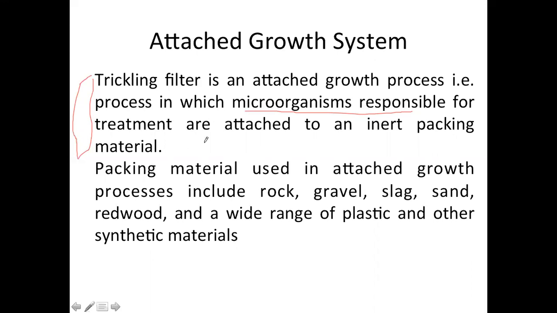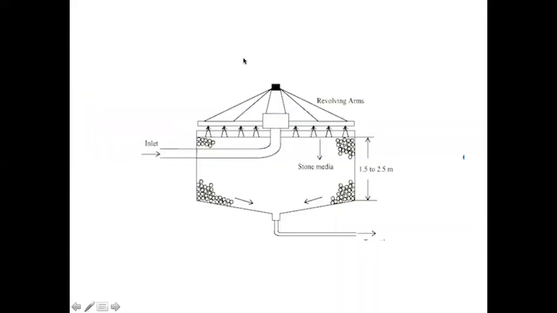In the case of the trickling filter, the material on which the microbes grow is rock, gravel, or blast furnace slag. The microbes grow all over its surface and remain in the form of a film. So this is called an attached growth system, the trickling filter. In this figure, this is a trickling filter. Because it looks like a filter, it is also called a trickling filter.